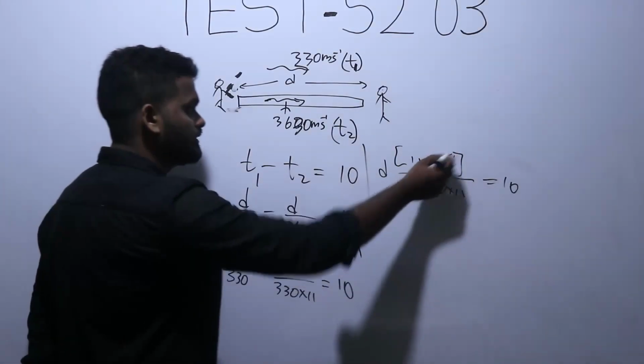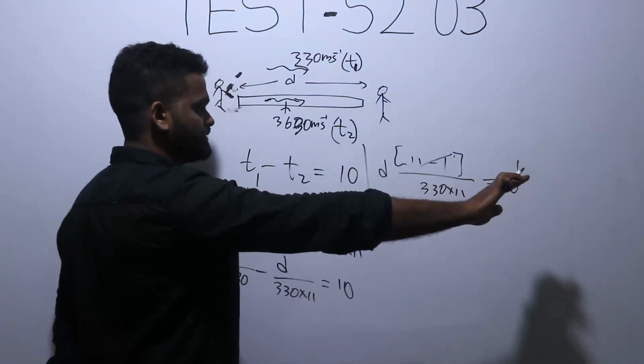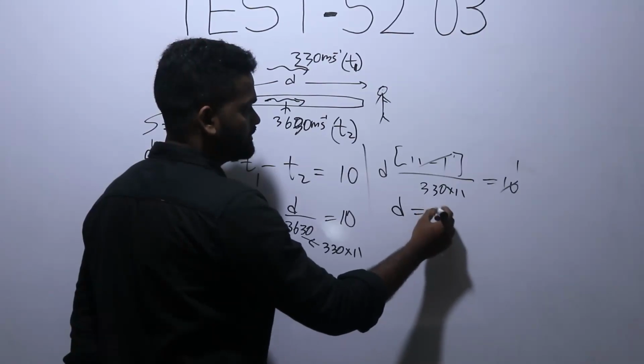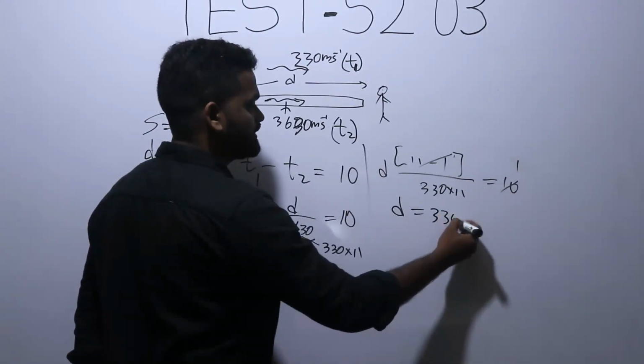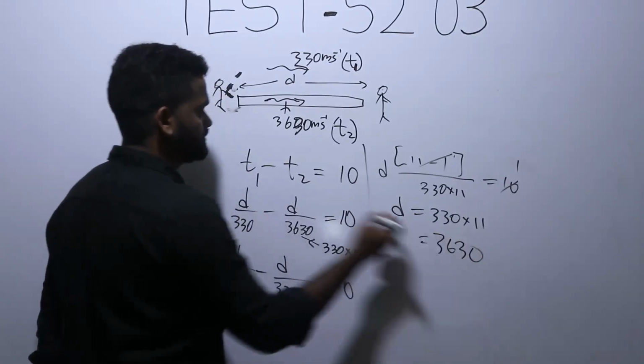So let's cancel this one. 1, 10. Just divide both sides by 10. Then d is equal to, cross multiply, 330 times 11. So 330 times 11 is 3630. We already know that.